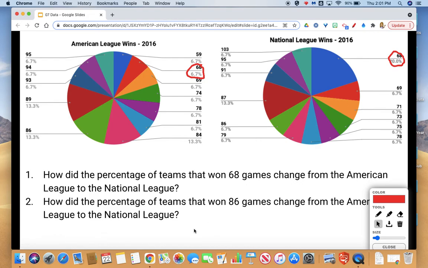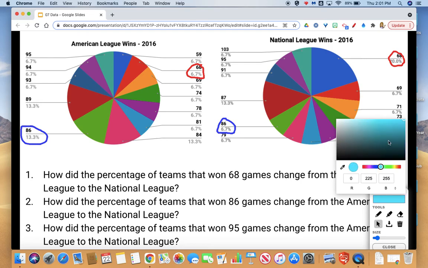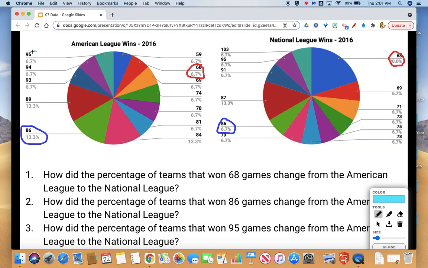How did the percentage of teams that won 86 games change from the American League to the National League? Let's identify where 86 would be in both sets here. In the American League, 86 was 13.3%, and in the National League, 86 was about half of that, 6.7%. So it decreased by about half. And how did the percentage of teams that won 95 games change? Let's find 95 on both graphs. We had 6.7% from the American League and 6.7% in the National League, so that stayed the same for both leagues.